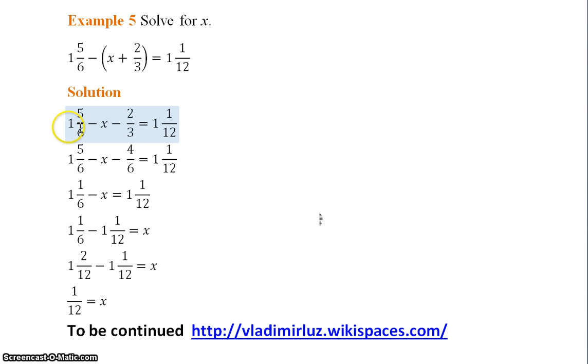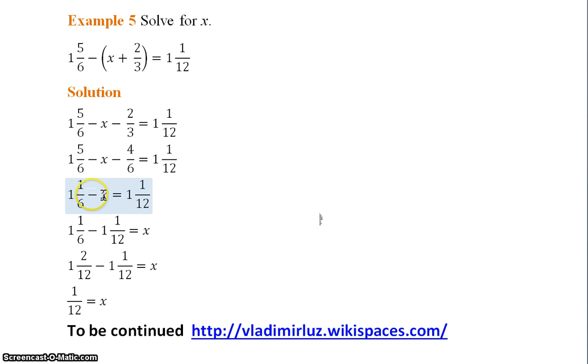Now we can subtract 2/3 from 1 and 5/6. We convert 2/3 into 4/6 because the common denominator of 6 and 3 is 6. Therefore we multiply the numerator and denominator of 2/3 by 2. The result is 4/6. And now we can easily subtract: 1 and 5/6 minus 4/6 is 1 and 1/6. So 1 and 1/6 minus x equals 1 and 1/12.